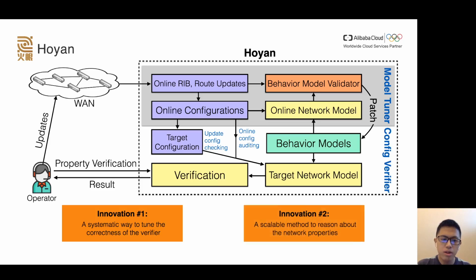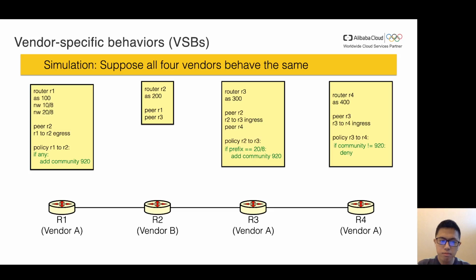The rest is called the config verifier, which focuses on reasoning about configuration correctness in a scalable way. This is our second innovation in Huoyan's design. In the rest of my talk, I will show you the design of these two parts in detail. Let me show you how we build the model tuner.